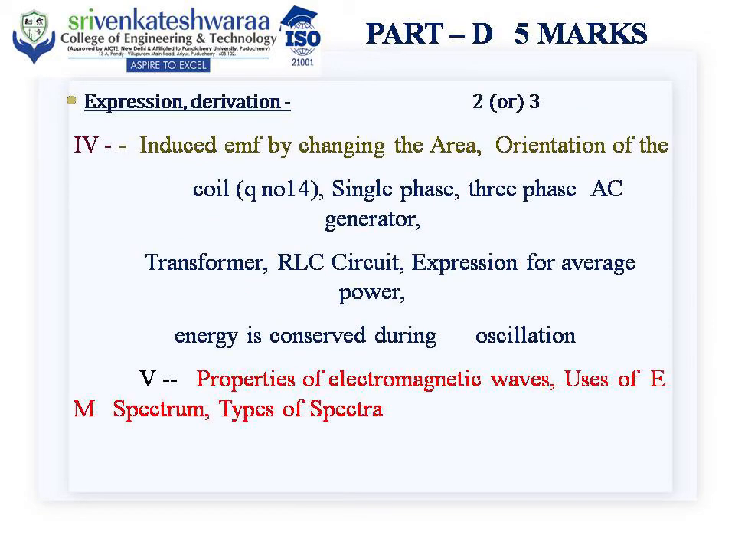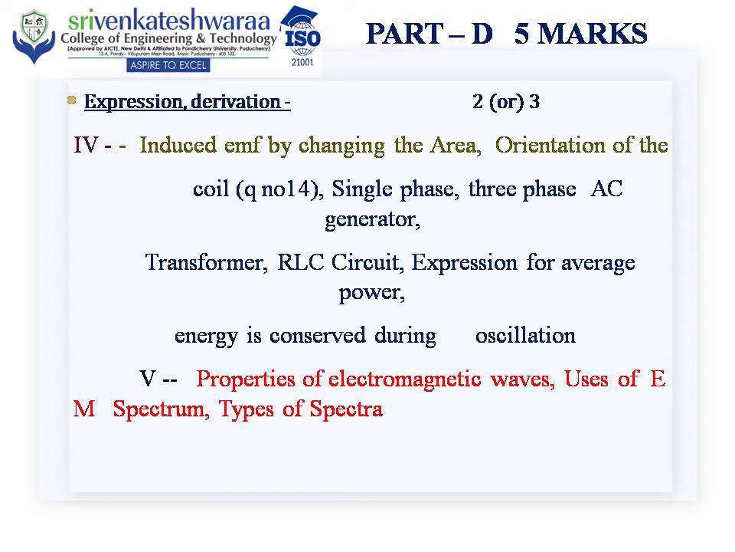Okay, the fourth lesson is EMI and AC current. In that we have to concentrate on induced EMF by changing the area and orientation of the coil, that is question number 14 in your book. Next, single phase and 3-phase AC generator, transformer, RLC circuit, expression for average power, and energy conserved during oscillation. These are the questions you have to concentrate on in the fourth unit.